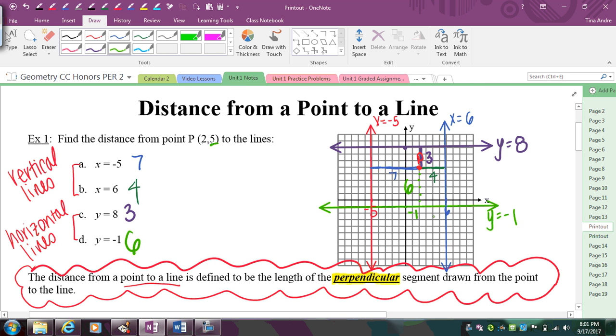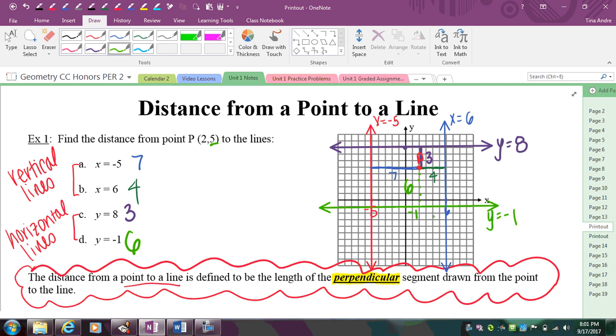So when you have horizontal and vertical lines, it makes it easy to find the distance from a point to one of those lines, because if you're starting with a vertical line, perpendicular to it will always be the horizontal, and you can just count it out. Or vice versa, if you start with a horizontal, then you'll be finding a vertical distance.